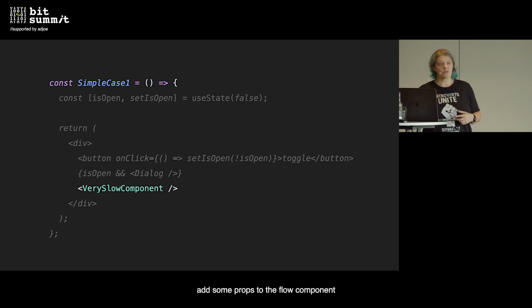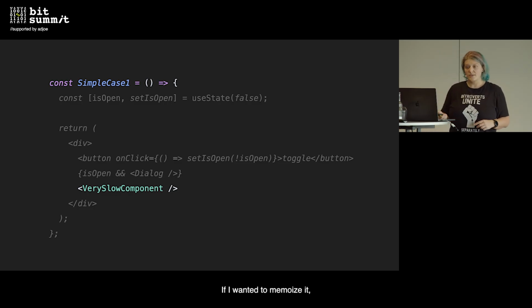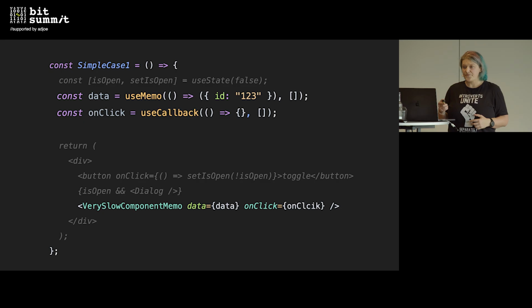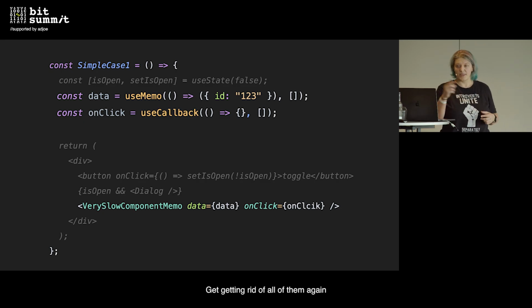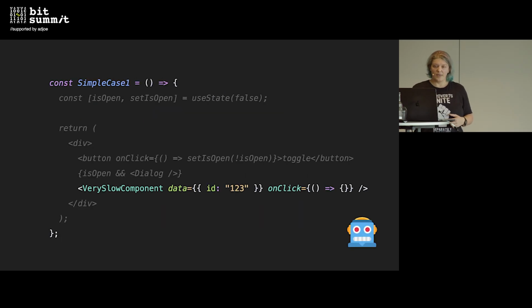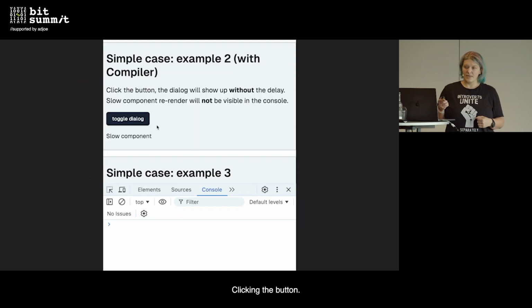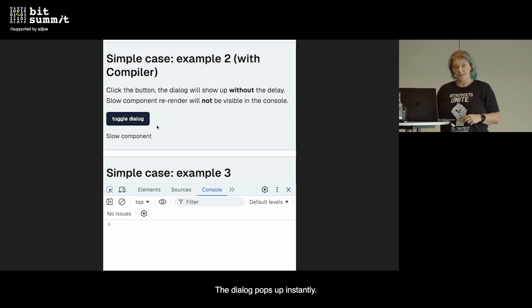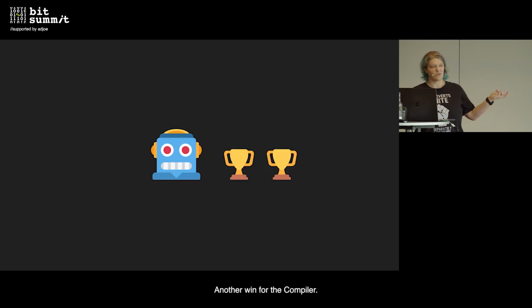Let's now add some props to the slow component, like this. It's standard stuff: an object and a function. If I wanted to memoize it, I would have to go with the classic trio: useMemo, useCallback, and memo. So this is how memoization hell starts. Getting rid of all of them again, and turning on the compiler. Again, clicking the button, and again the same situation. Only the button re-renders, the slow component does not, and the dialog pops up instantly. Another win for the compiler.